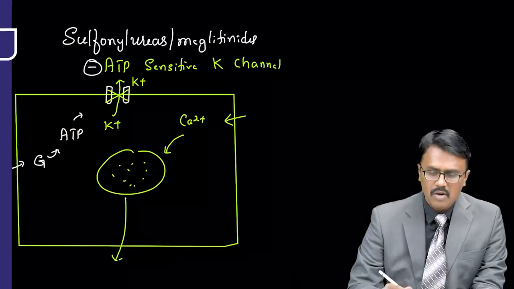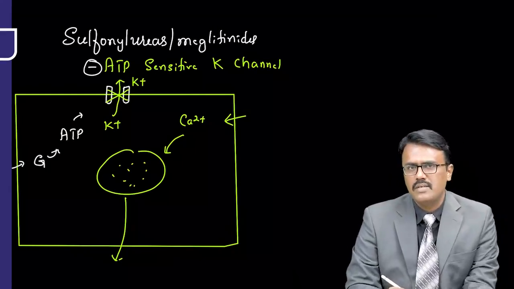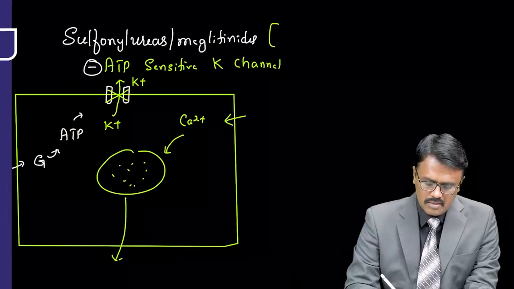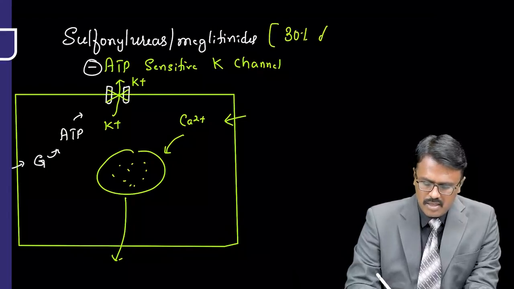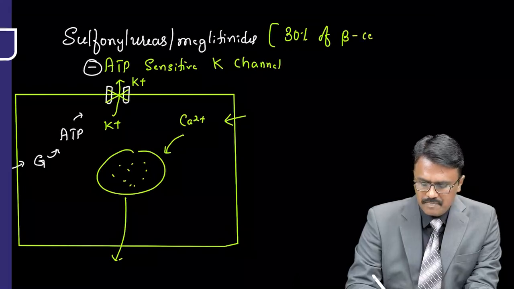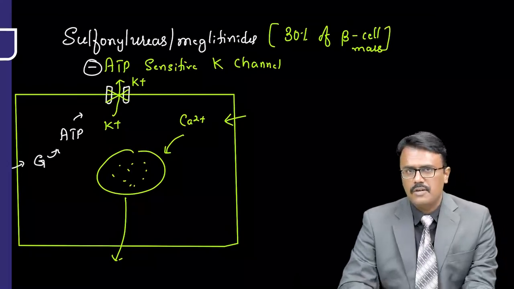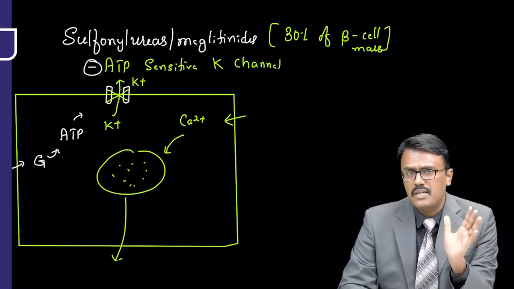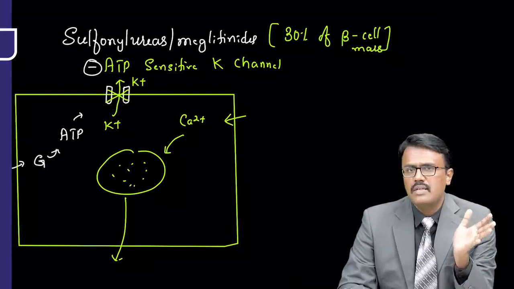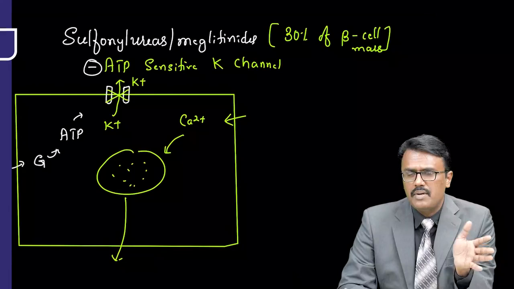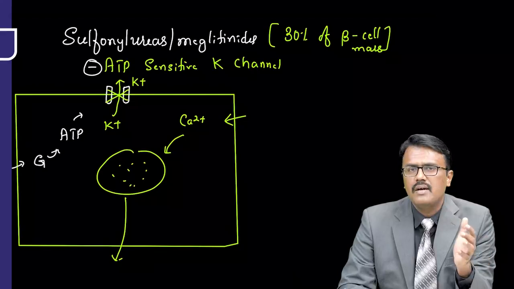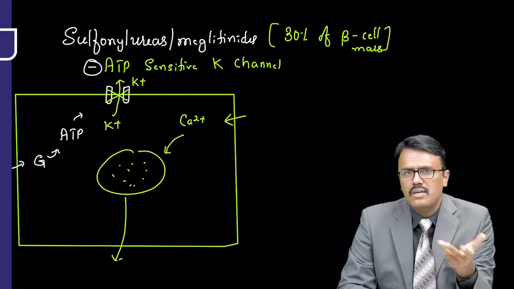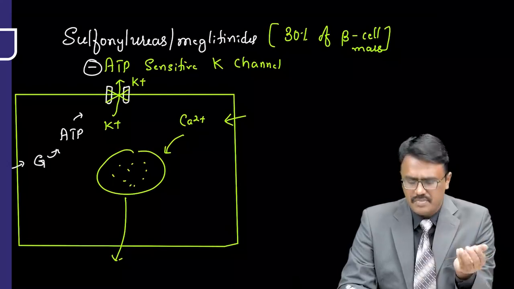How much beta cell mass should be present for these drugs to work? At least 30% of beta cell mass should be present. Then only the drugs will work and release the insulin. Sir, will sulfonylureas work in type 1 diabetes? It's a rational question. No, because in type 1 diabetes the pancreatic beta cells are destroyed, they are not there. So how will the drugs work? They are not effective.